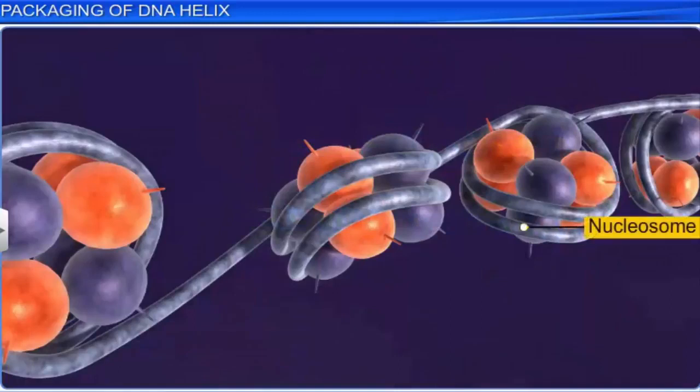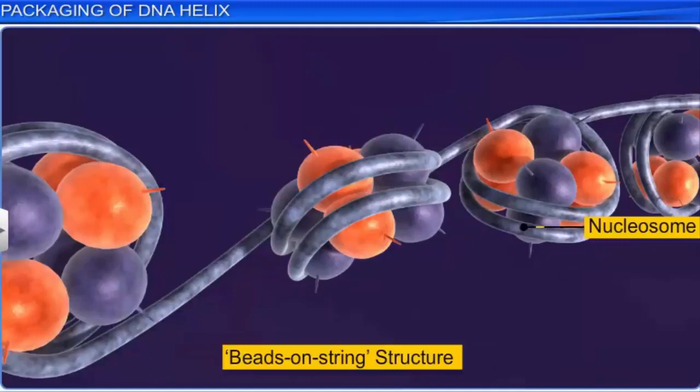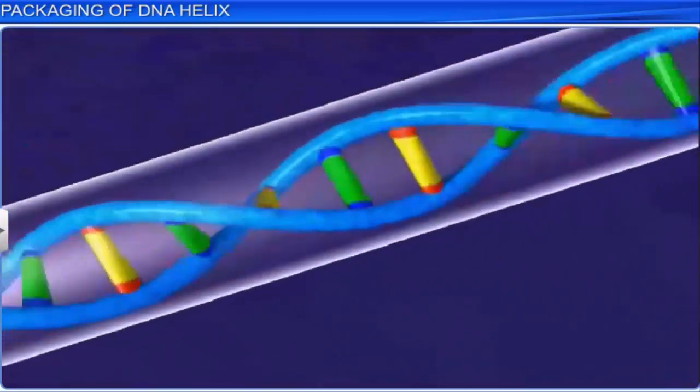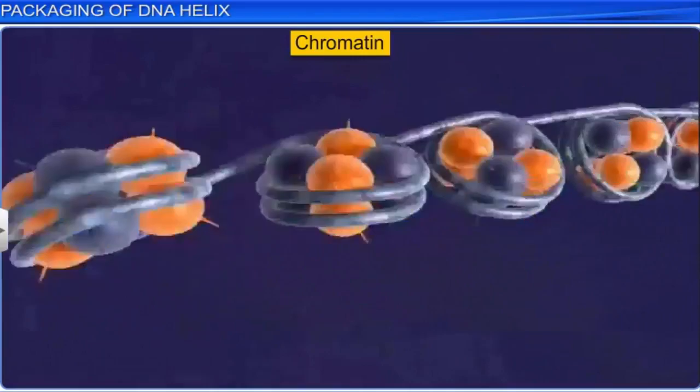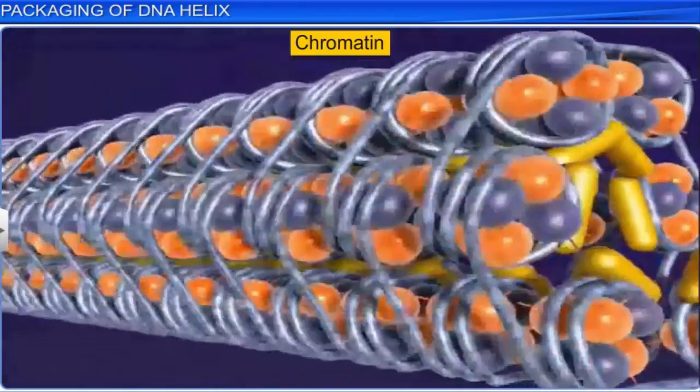the nucleosomes present in chromatin can be seen as a beads-on-string structure when observed under an electron microscope. It is the nucleosomes that make up the repeating unit in chromatin, the thread-like bodies present in nucleus.